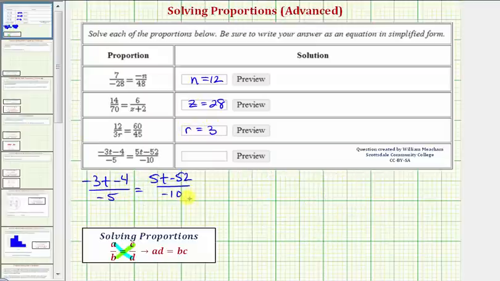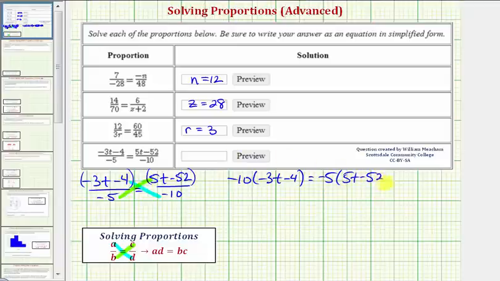And for our last proportion, let's go ahead and put the quantity negative 3t minus 4 in parentheses, as well as the quantity 5t minus 52. And now let's cross multiply. This product must equal this product. So let's write the first product as negative 10 times the quantity negative 3t minus 4 must equal negative 5 times the quantity 5t minus 52.